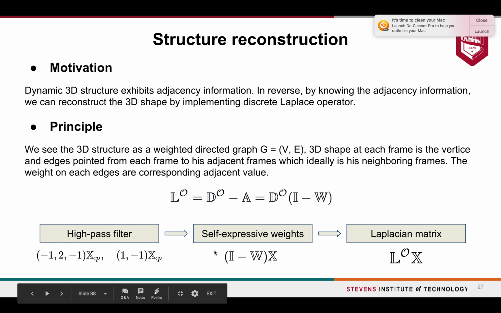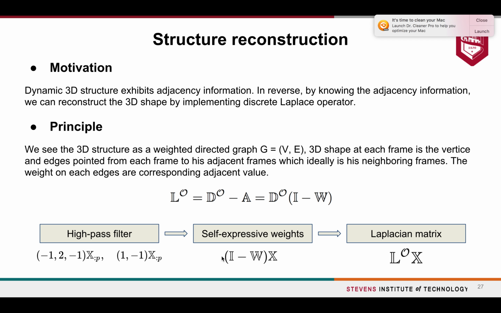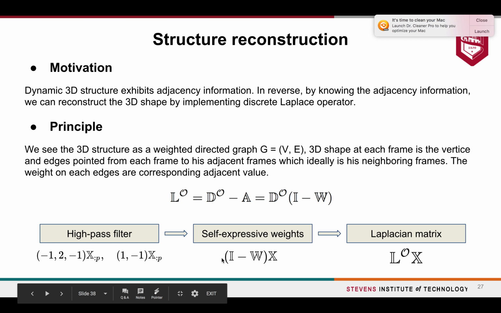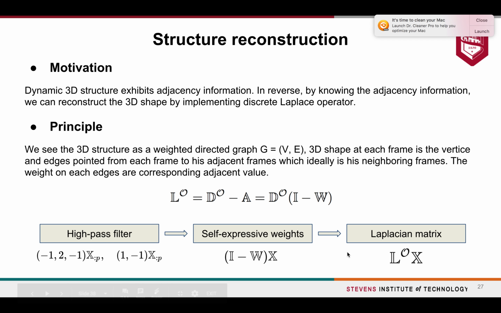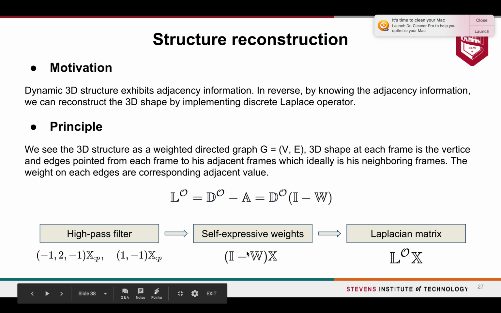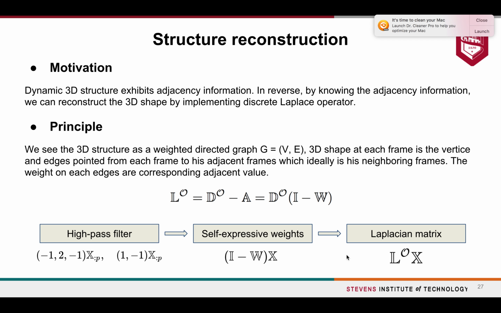And for the self-expressiveness, you can see it as a Laplace operator where all the out-degrees are 1. Here, this identity matrix is equal to our out-degree. But our Laplace matrix will not take those constraints. We set the out-degree and adjacency values based on the structure.